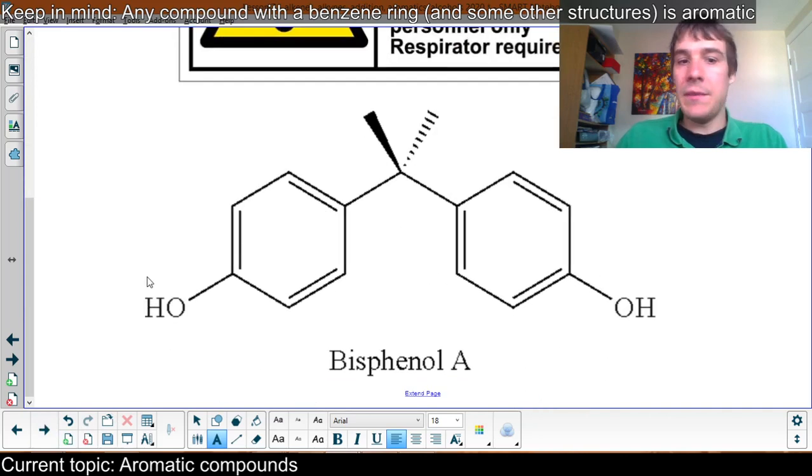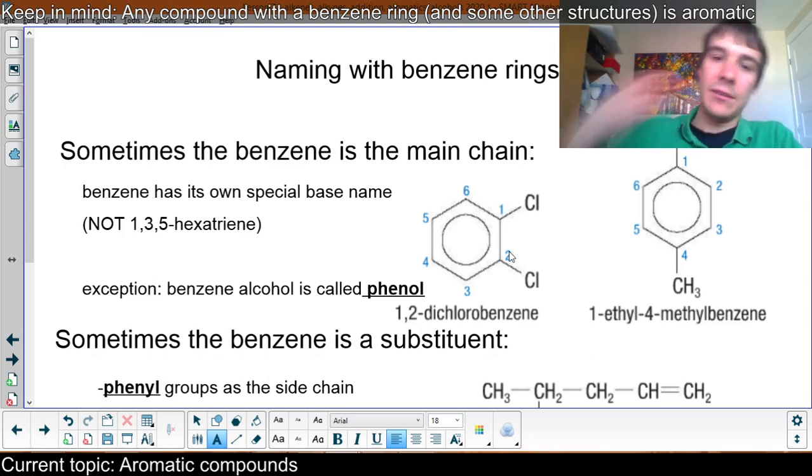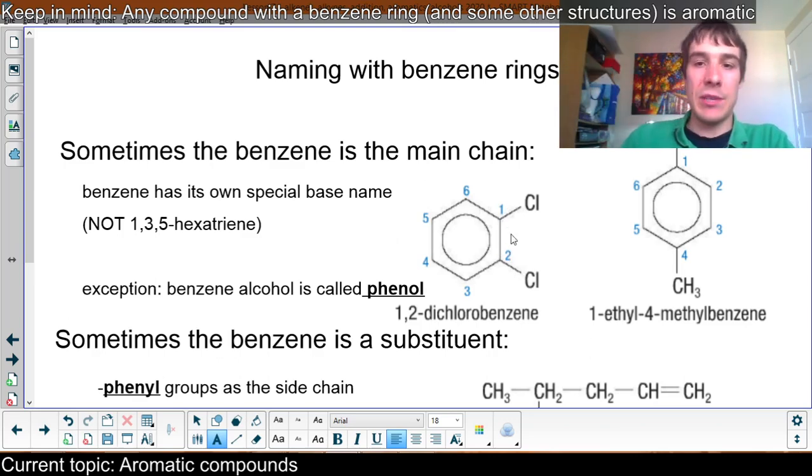They can be harmful, they can cause cancer. You might have heard of bisphenol A. That's bisphenol A. It's got benzene rings. But let's talk about naming. If the benzene is the main chain, for example here, there's 2 chlorines on a benzene. This is just called a 1,2-dichlorobenzene. We give benzene its own special name because it's got that special structure.